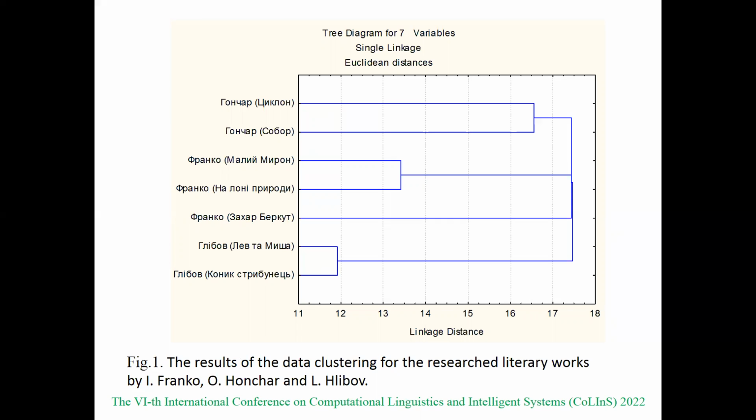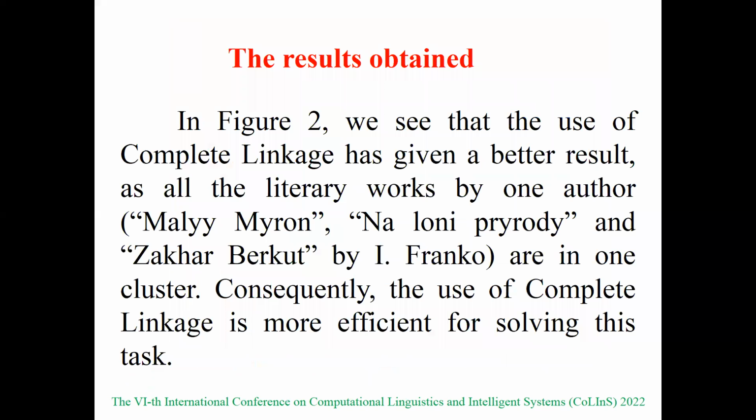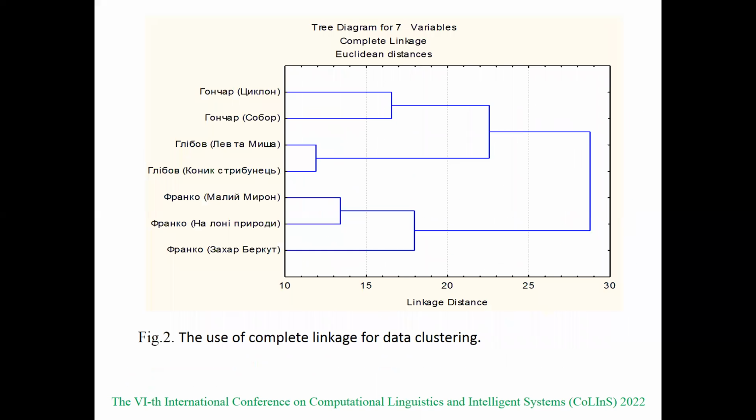All the research literary works by Ivan Franko are not in the same cluster. Therefore, we change the used single linkage for complete linkage. The results are presented in figure 2. In figure 2, we see that the use of complete linkage has given a better result, as all the literary works by one author, Ivan Franko, are in one cluster.